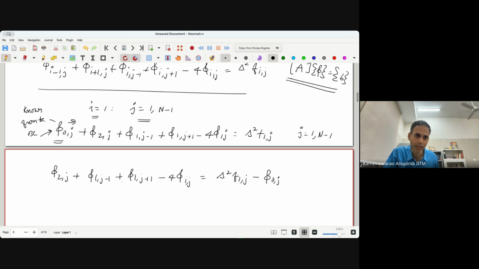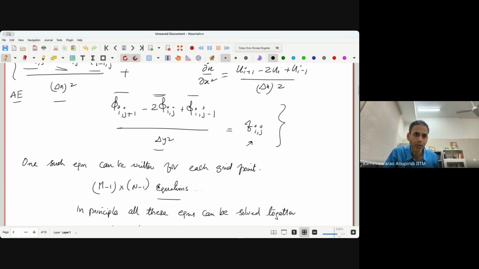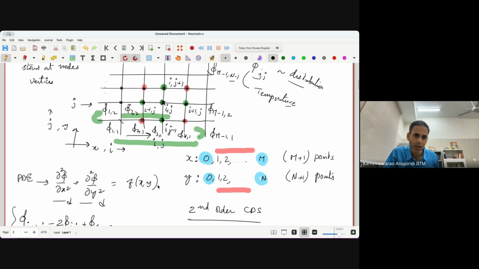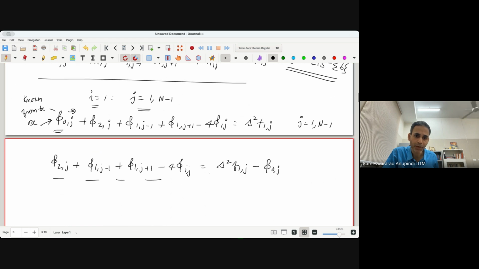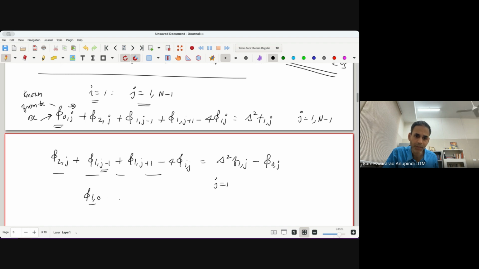Okay, that is how we're going to write. That means what you see is that the number of unknowns has reduced. Similarly, let us say we are applying this for j equals 1 out of all the points. If j equals 1, then phi of 1 comma 0 is already a known value, which can be sent to the right hand side.